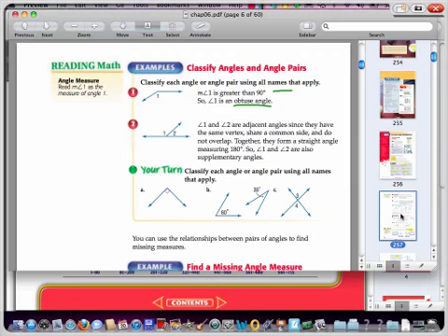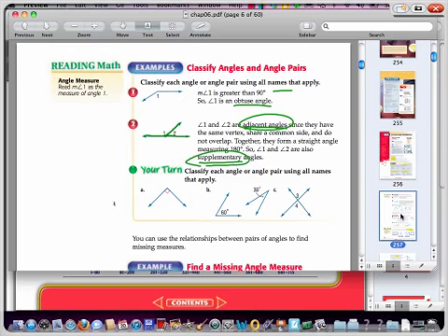Okay. On number 2, there are two angles. We've got angle 1 and angle 2. They are adjacent because they're right next to each other and they share a common point and a common line. They have the same vertex. Therefore, like I said, they're adjacent. They also total a straight line, so therefore they are supplementary. So we have adjacent and supplementary.